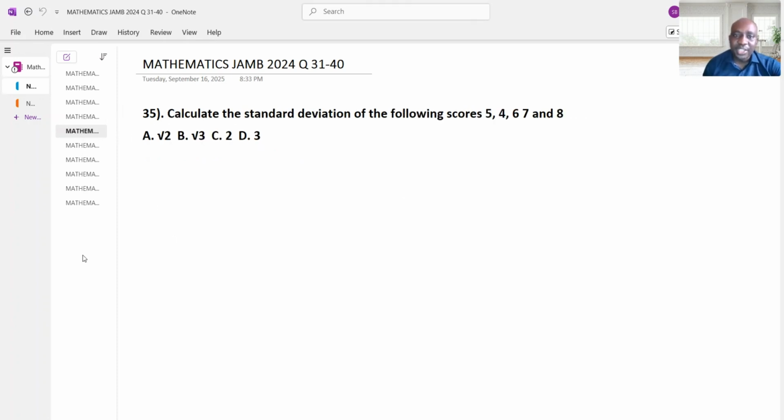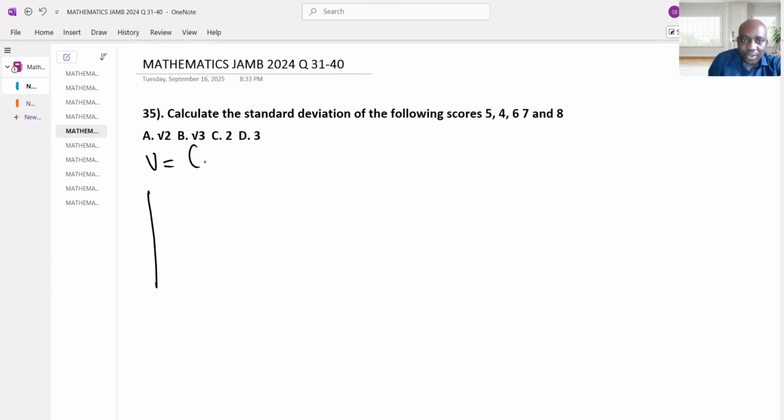Calculate the standard deviation of the following scores: 5, 4, 6, 7, and 8. The first thing that we need to do is look for the variance of this set. When we have the variance, we now look for the standard deviation, because standard deviation is equivalent to the square root of the variance. Let's calculate the variance first. What is the formula of variance?